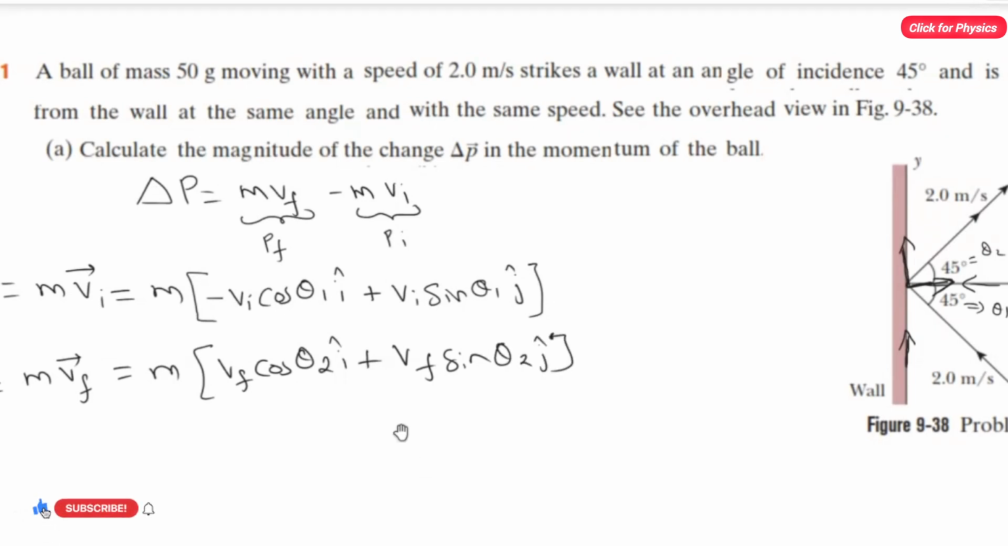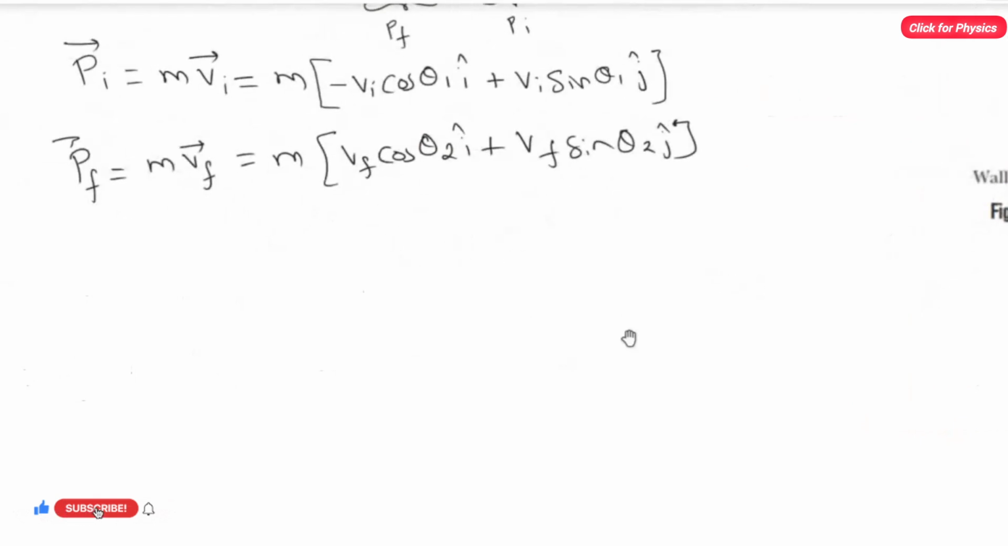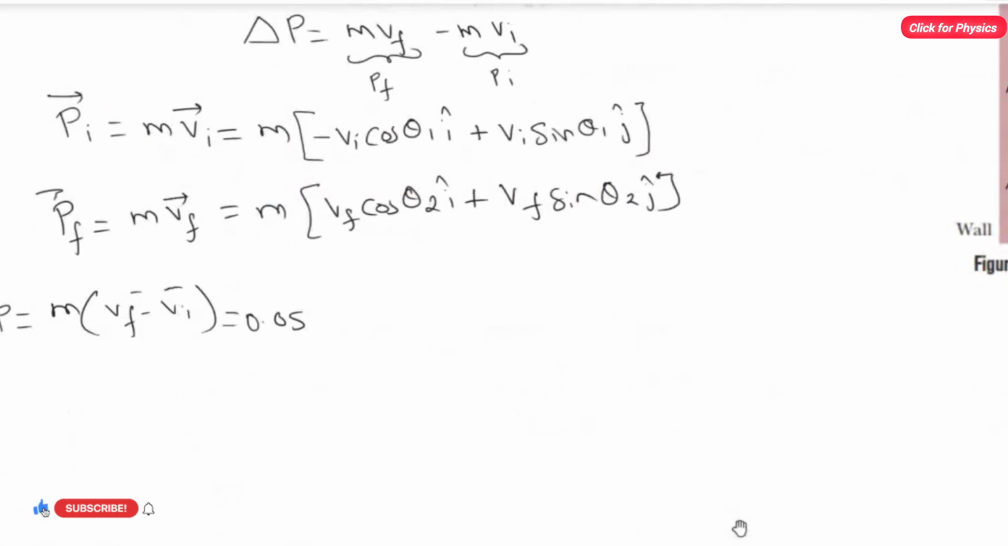Clear? So now we have to substitute this formula in delta p. Therefore delta p is equal to mass multiplied by v final minus v initial. Now I'm going to substitute this value in v final because the mass is a constant term. We can take it outside. So if you take it outside, what you'll get? Mass, which is 0.05, because 50 grams means 50 divided by 1000, so 0.05. Clear?